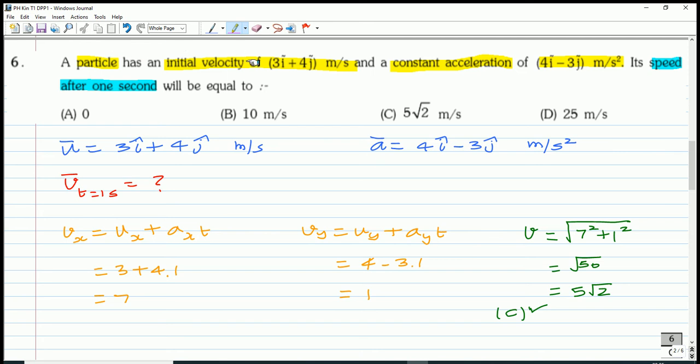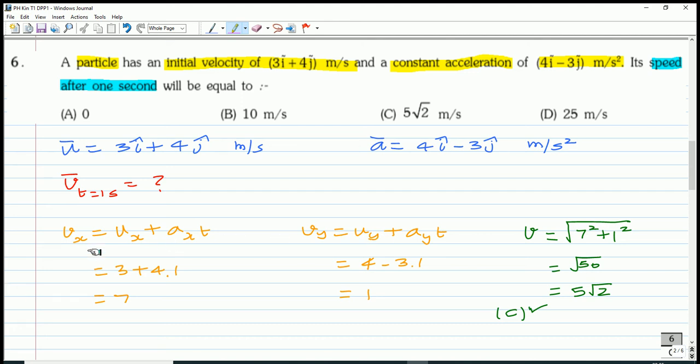A particle has initial velocity 3i cap plus 4j cap meter per second and constant acceleration 4i minus 3j meter per second square. Its speed after 1 second is. So the initial velocity is 3i cap plus 4j cap and the acceleration is 4i minus 3j. So you have to find the velocity at the time of 1 second. So we can use v equal to u plus at separately for the x motion and y motion.